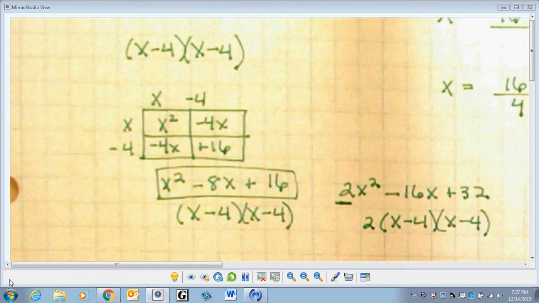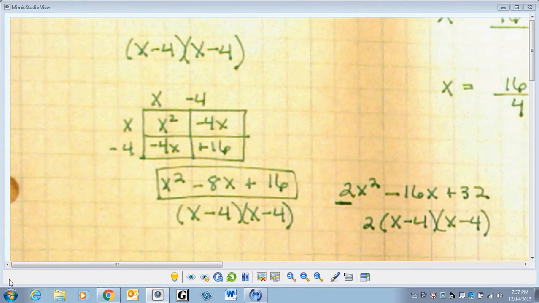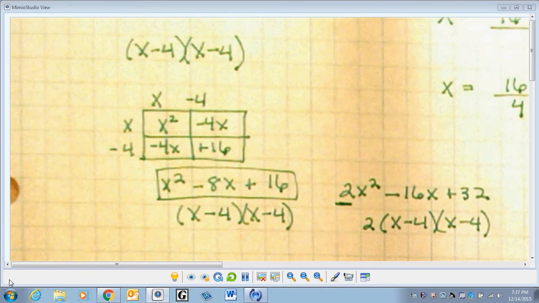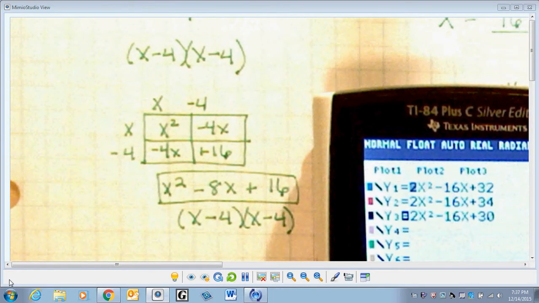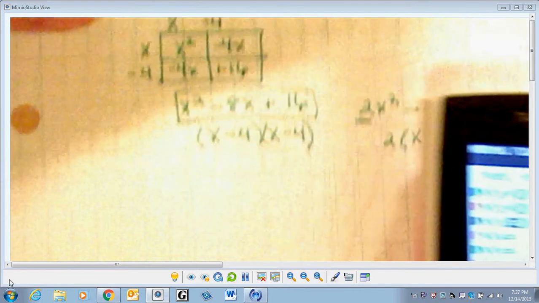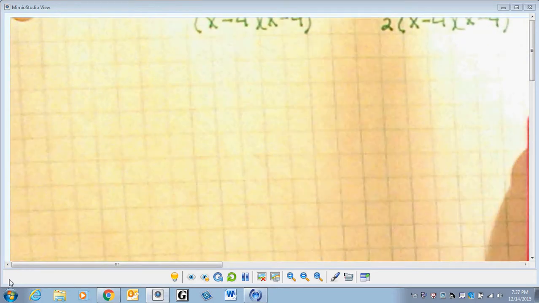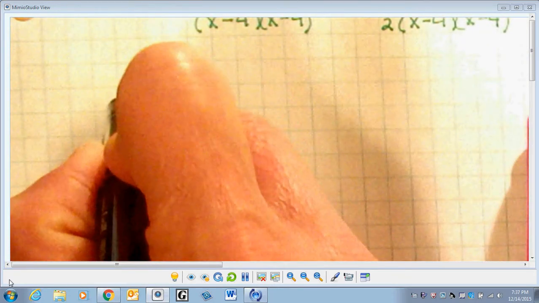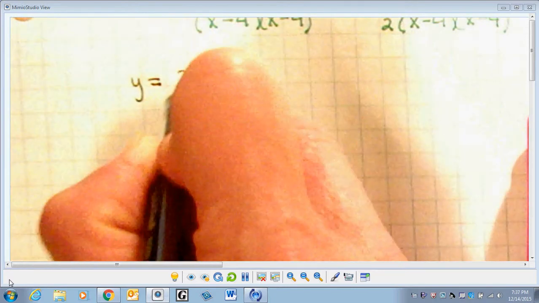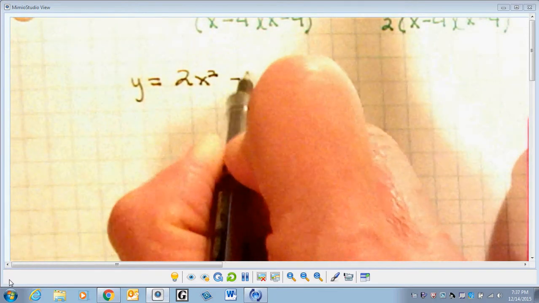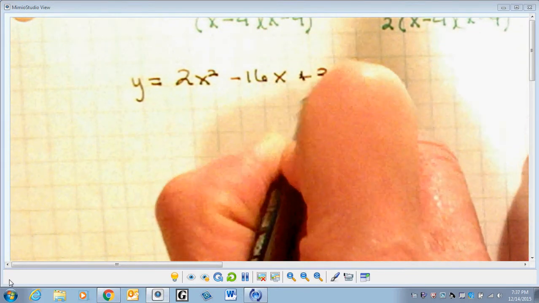Okay, so that was just a little bit of review. I promise I won't quite go in as much detail in the next one. So we're going to look at our next function that we had here, which is 2x squared minus 16x plus 34. So let's go ahead and write that down, and we're going to sketch it. So what do I have? I have my function y equals 2x squared minus 16x plus 34.